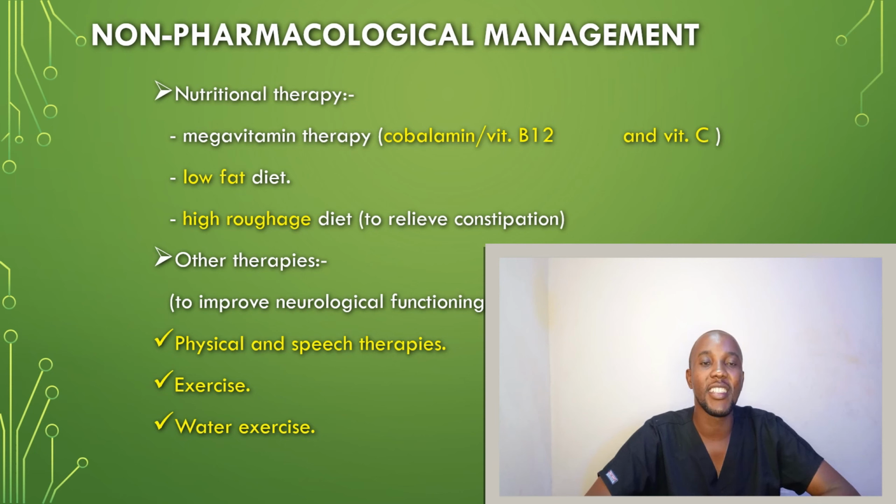Non-pharmacological management of multiple sclerosis. One, nutrition therapy. Here we give a patient what we call megavitamin therapy, and this can be vitamin B12 or what we call cobalamin, and vitamin C. We also put the patient on a low fat diet, and we also encourage a patient to eat a high roughage diet, a diet rich in fiber to relieve constipation. Another important nutrition therapy, encourage high fluid intake.